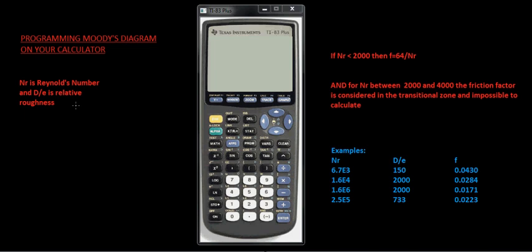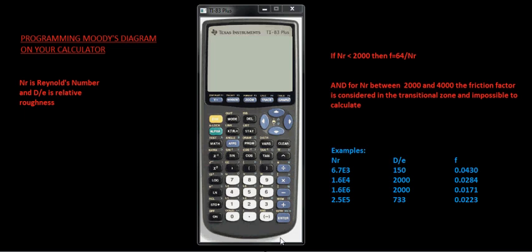Another thing is, if the Reynolds number is less than 2000, then you can use this formula: the friction factor equals 64 divided by the Reynolds number. For Reynolds numbers between 2000 and 4000, the friction factor cannot be calculated because it's considered to be in the transitional zone. So anytime you have a number between 2000 and 4000, it's hard to predict what the friction factor is. And if we get through this program and put in these numbers, we should be able to get the friction factor.